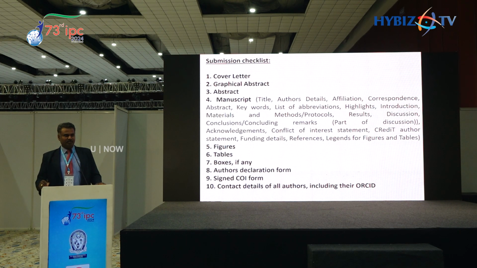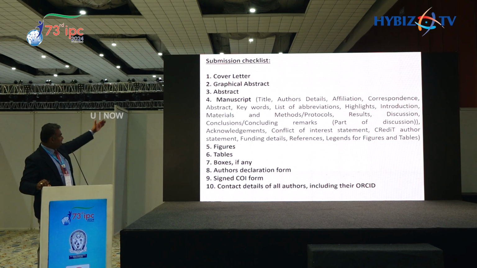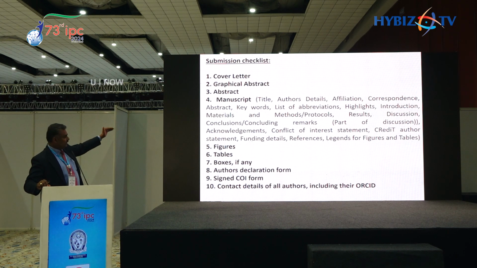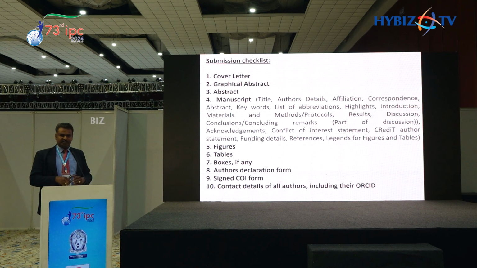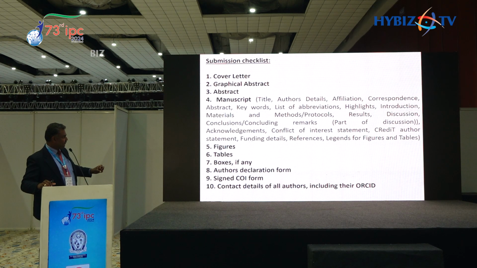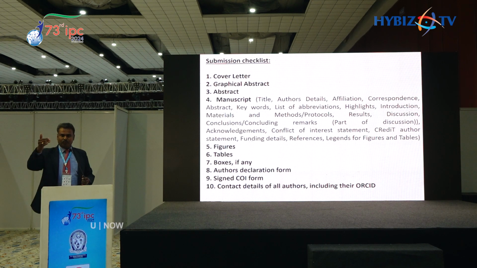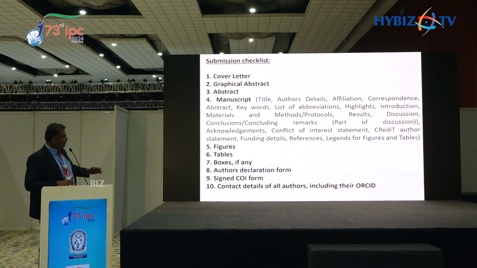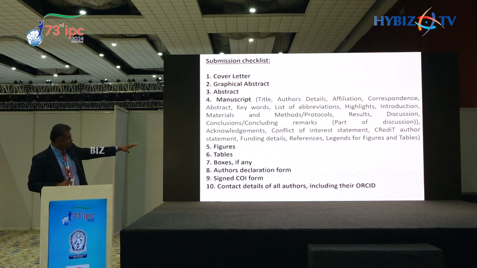Publishing in Q1 is very competitive unless you are fully trained. So this is the checklist. Look at this one: cover letter, graphical abstract. The abstract should be drawn without any sentence. Then abstract, then manuscript. Title should be there, author details, affiliation, correspondence. List of abbreviations: suppose your manuscript has more than 10 abbreviations, it qualifies for a separate section after the abstract. Then highlights: come up with 4 or 5 bullet points, not having more than 80 characters. Highlights are more important. Then conflict of interest, credit author statement, funding details, references, followed by figures and tables.